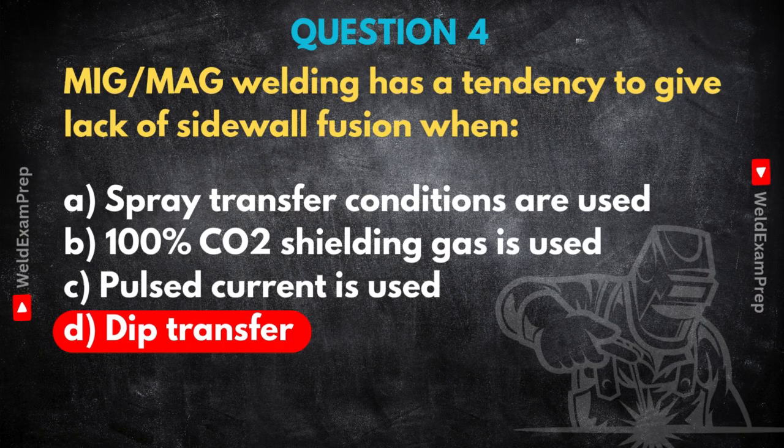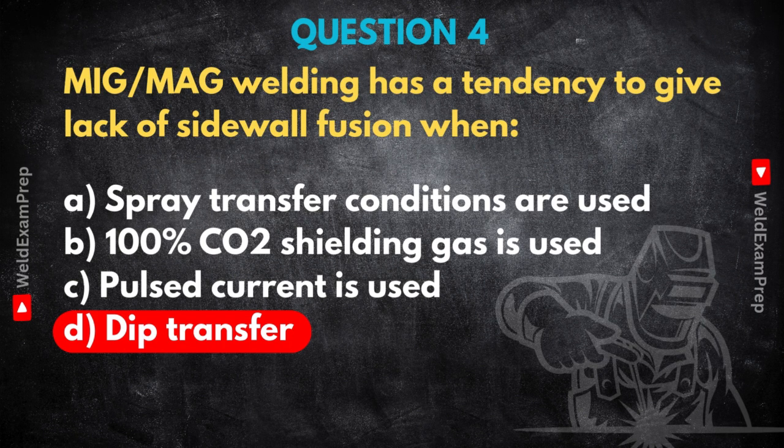Like trying to melt the edges of a thick steak with a small candle? Kind of, yeah. It just doesn't have the oomph or the reach. Compare that to spray or pulse transfer, where you've got higher, more consistent heat and a more driving arc. Dip transfer is just inherently more prone to leaving those little unfused areas right along the joint edges. A nasty defect. Yeah, definitely.